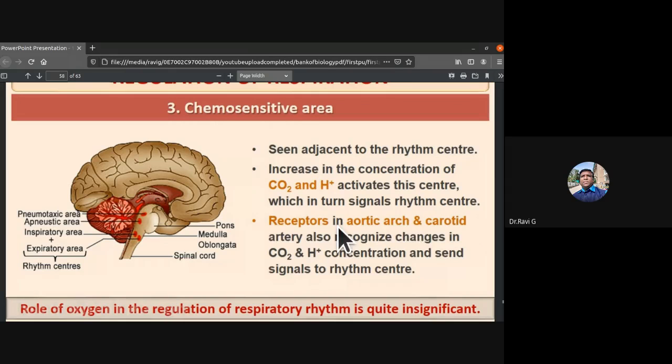Receptors in the aortic arch and carotid artery also recognize changes in carbon dioxide and hydrogen ion concentration, and they send signals to the rhythm center. So whenever there is an increase in the concentration of carbon dioxide and hydrogen ions, they activate the chemosensitive center, which in turn signals the rhythm center.